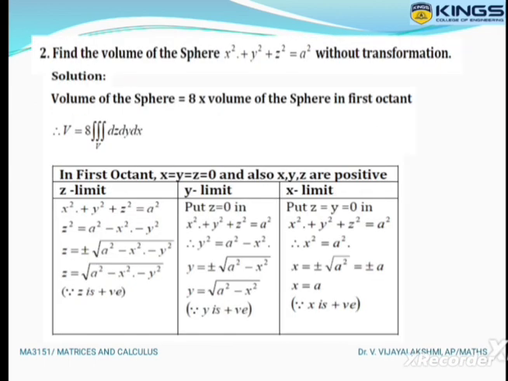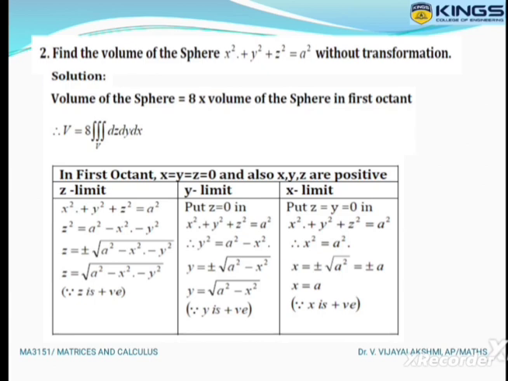For next, we will see a second problem. Find the volume of the sphere x square plus y square plus z square equal to a square without transformations. We know the formula for volume. Volume V is equal to triple integral over V dx dy dz or triple integral over V dz dy dx.